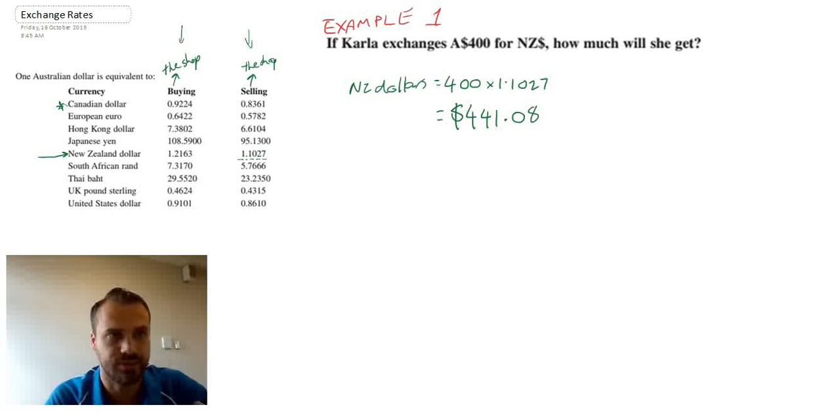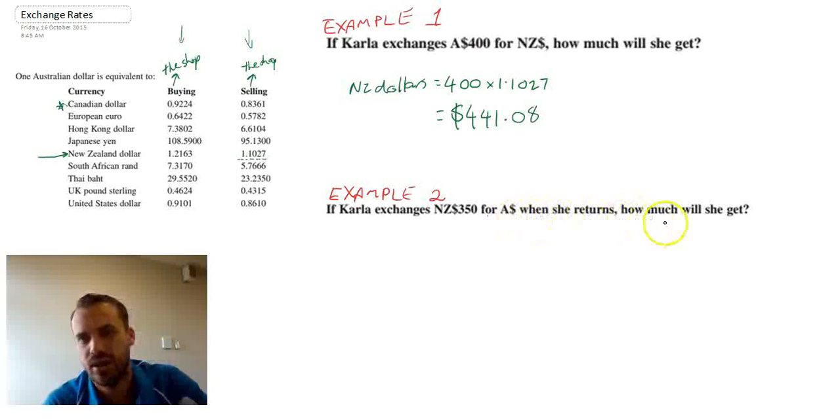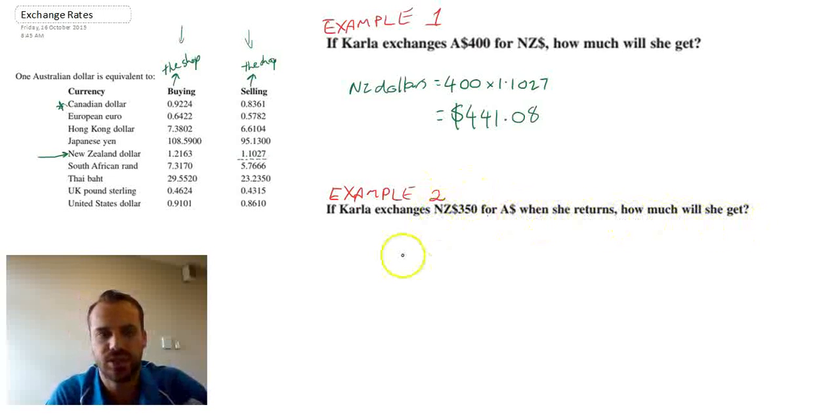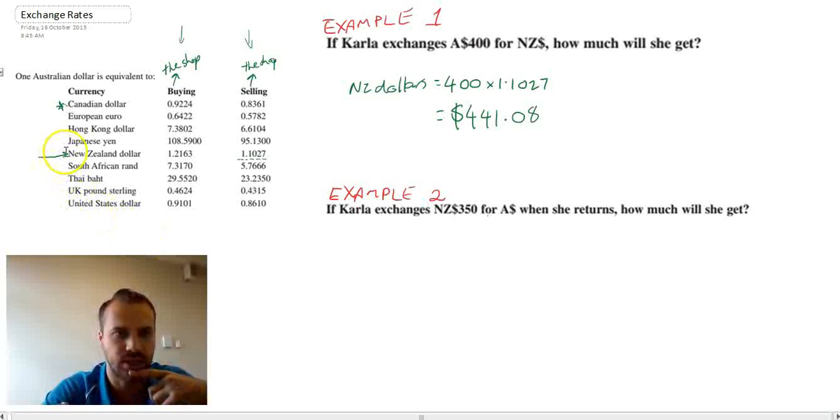Let's look at the second example. Okay, here's our second example. Now this is the reverse. So if Carla exchanges New Zealand $350 for Australian dollars when she returns, how much will she get? So it's still New Zealand dollars here, but the conversion is happening the other way. She's got New Zealand dollars and she wants to buy Australian dollars. Now, in terms of the kiosk, the little exchange booth, what they're actually doing is saying, okay, New Zealand dollars, we're going to buy them from you. And you can see that they buy New Zealand dollars at 1.2163.